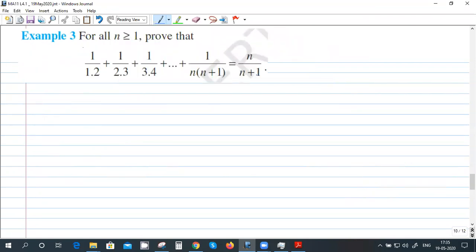Let's not waste time. Try this one the same way. First check whether it's true for 1, P of 1. So P of 1 is true, right? Assume P of k is true.